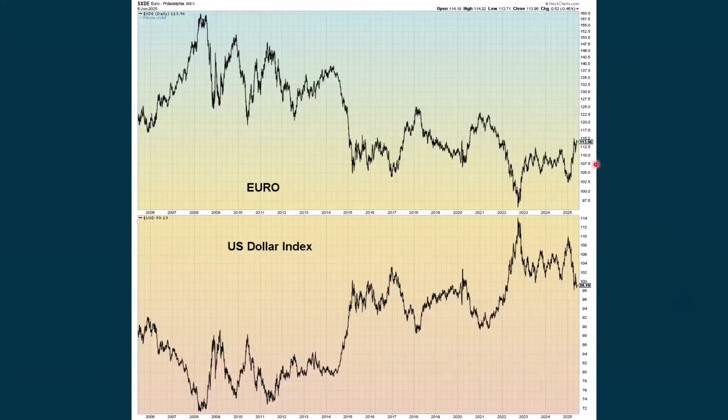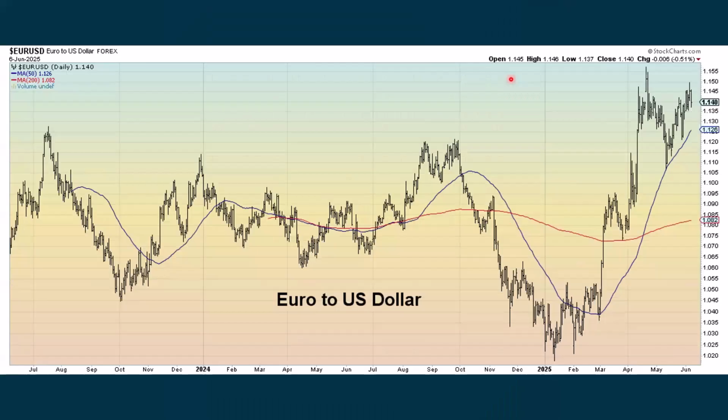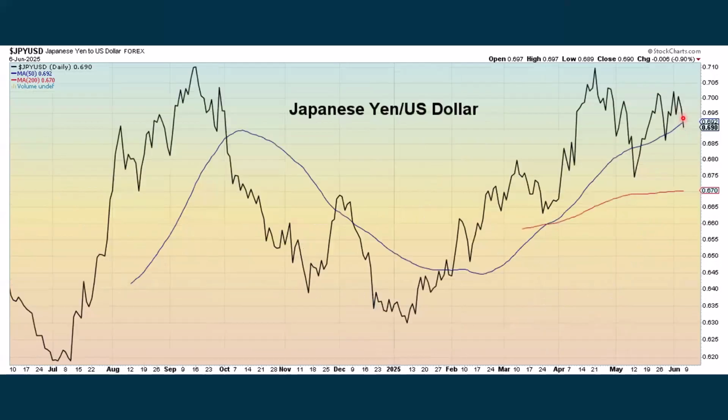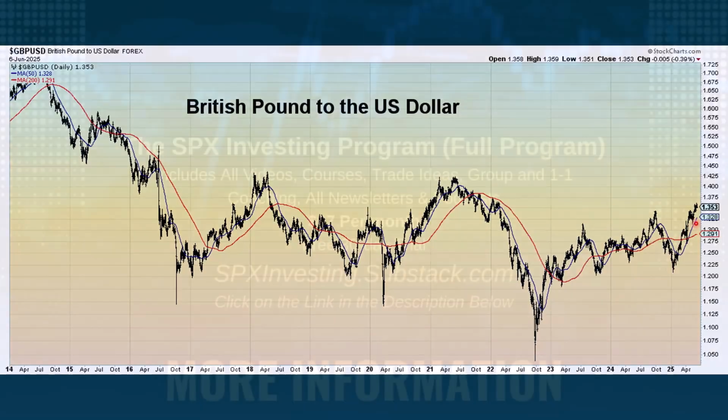Then we look at the euro, which is in an uptrend compared to the dollar. We also plot that with the Japanese yen, which is in an uptrend with the dollar. Then I break these out here. This is the euro to the dollar. We're showing it's outperforming. This is the yen, which is in an uptrend compared to the dollar, and the British pound, which is in an uptrend compared to the dollar.